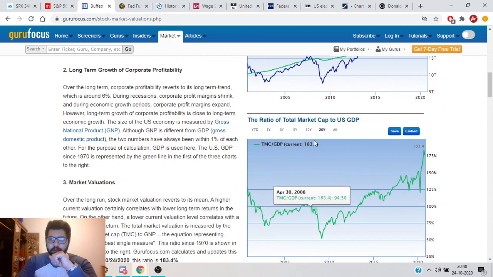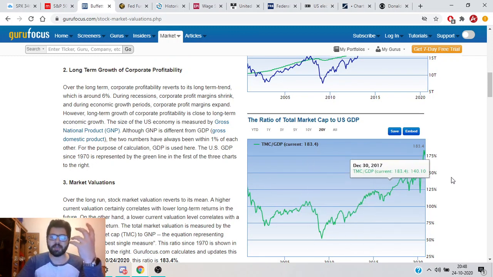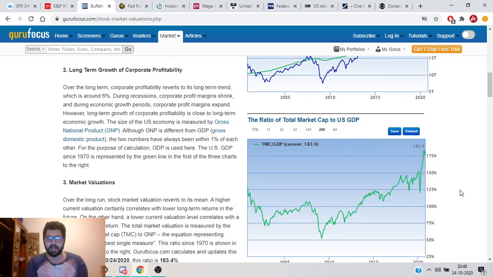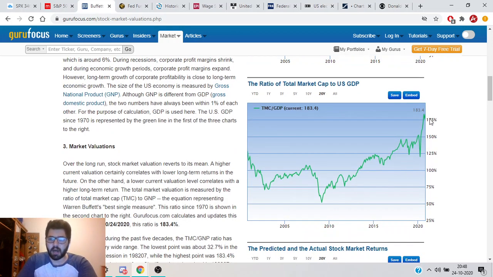So the ratio of total market to US GDP, which is the indicator, right? Right now it's at 175%. And we know that whenever the number was 130% it's overvalued, and 135% is significantly overvalued. Right now we are at 175%. That is absolutely nuts. That is insane.